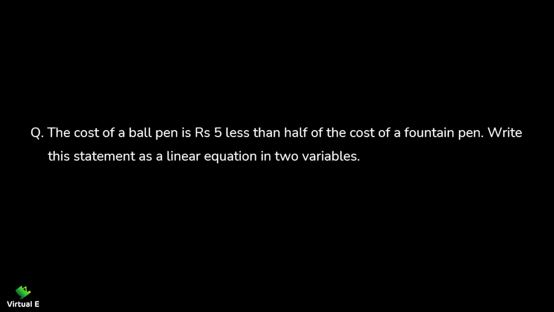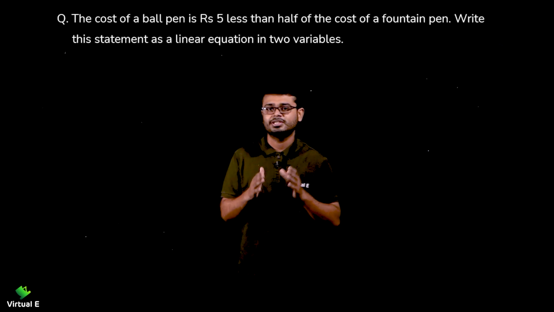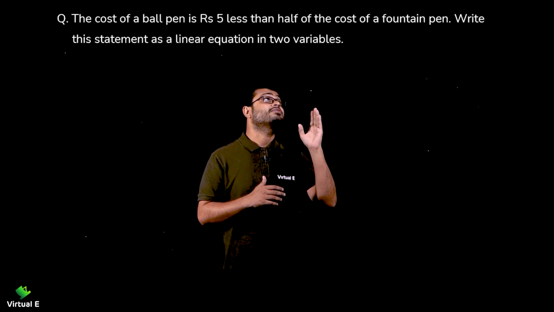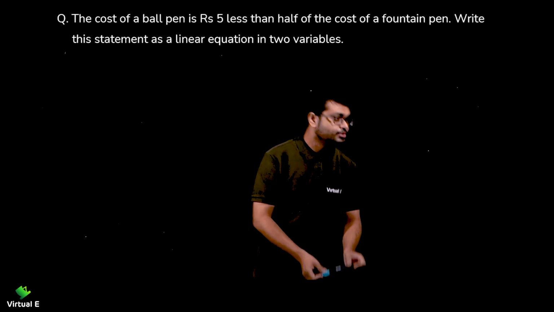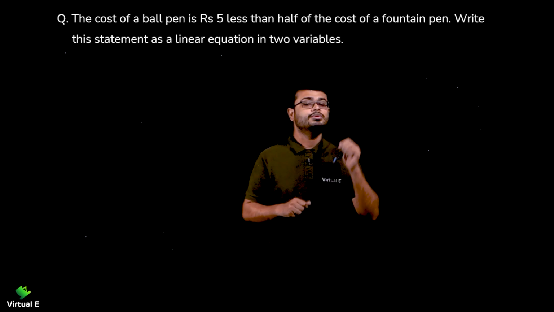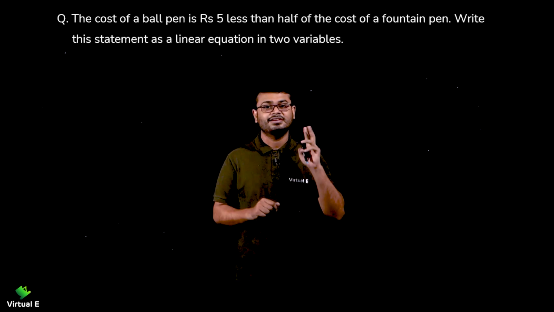The cost of a ball pen is rupees 5 less than half of the cost of the fountain pen. Okay, so there are two quantities over here. Let's continue. Write this statement as a linear equation in two variables. We need to write the equation, then we will be done. So we need to establish relation between the cost of a pen and the cost of a fountain pen. There are two quantities. To express linear equation in two variables, we need two quantities, one for x, another for y.